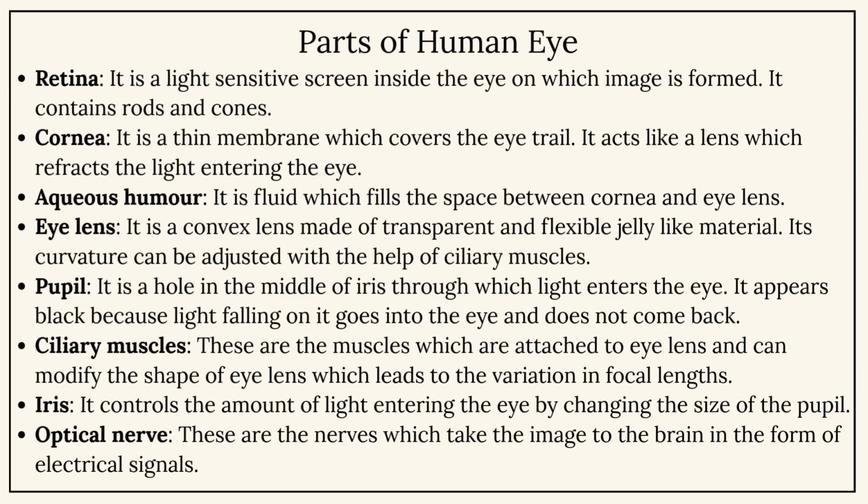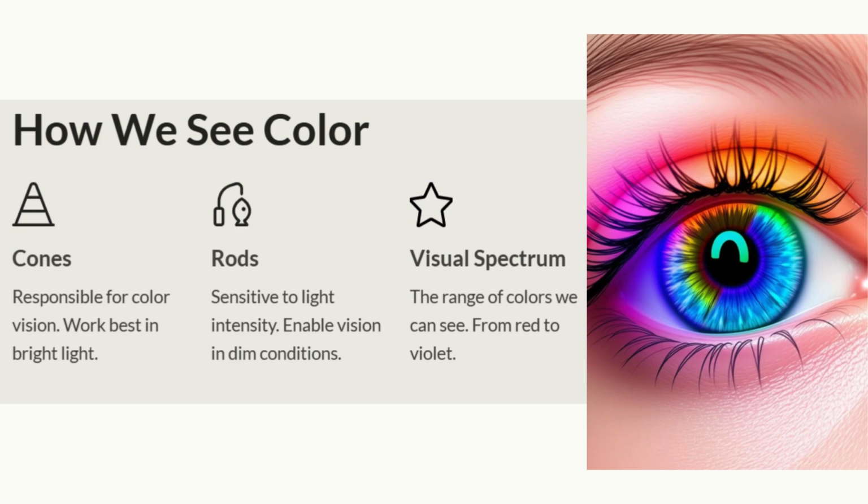Ciliary muscles. These are the muscles which are attached to the eye lens and can modify the shape of the eye lens, which leads to the variation in focal lengths. Iris. It controls the amount of light entering the eye by changing the size of the pupil. Optic nerve. These are the nerves which take the image to the brain in the form of electrical signals. Rods and cones are specialized cells in the retina that detect light and help you see. Rods are responsible for night vision, while cones help you see color and fine details.